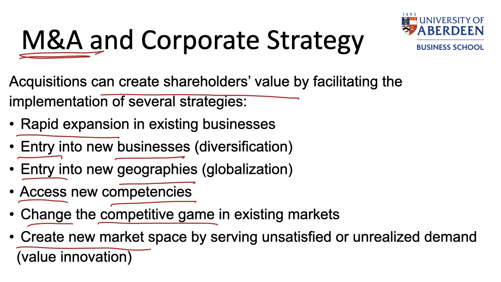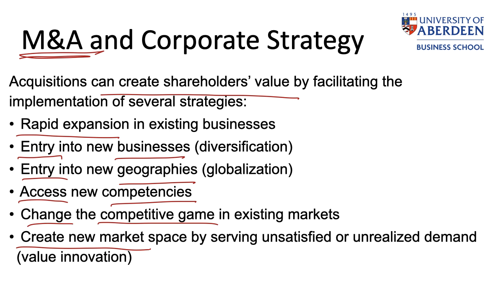One specific example of a relationship between companies, and that is worth explaining on its own, is the one of mergers and acquisitions, and the effect it has on corporate strategy. Well, first, why are mergers and acquisitions bundled together? Well, because they're the same thing. Each merger that you see will eventually become an acquisition. Acquisitions can create shareholders' value by facilitating implementation of several strategies. For example, it can lead to a rapid expansion in existing businesses. So you buy your competitors, and by doing so, you increase the expansion.